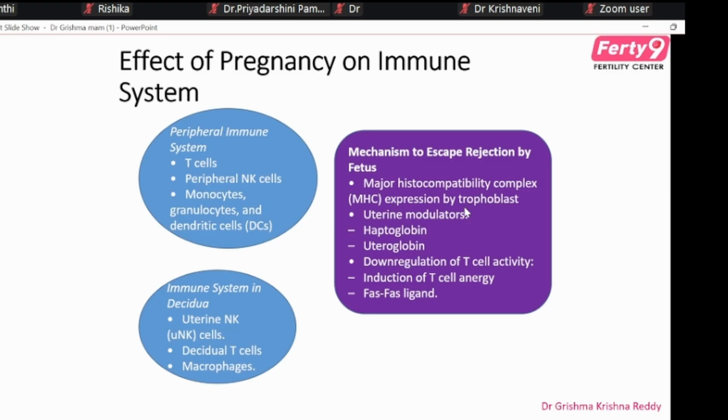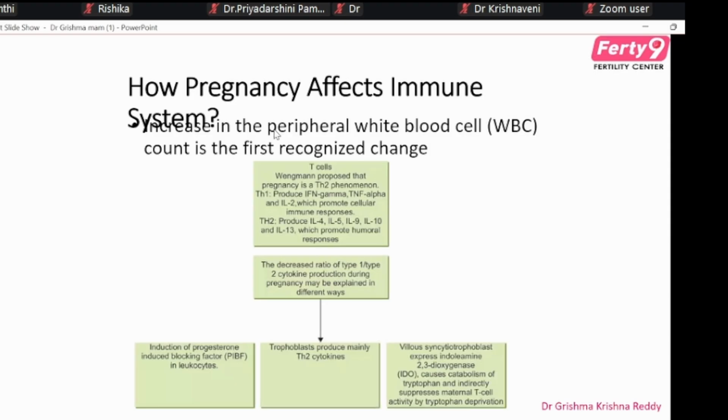Class 1 expression will be there by the trophoblast. Then uterine modulators by means of haptoglobulin, uteroglobulin. Then there will be downregulation of T cell activity. All this will happen during pregnancy. So how does pregnancy affect immunity?